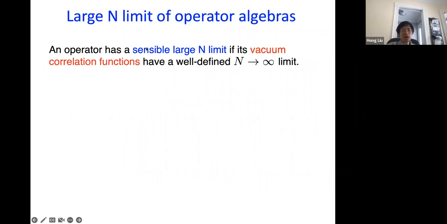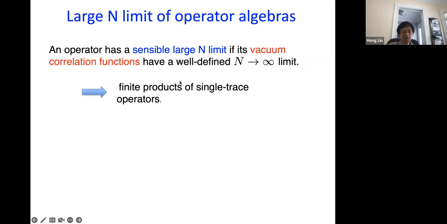Okay? So now let's look at the operator algebra in the large N limit. We say an operator has a sensible large N limit if its vacuum correlation functions have a well-defined large N limit. So essentially we can define an operator by the large N limit of its correlation functions. That ensures it at least acts sensibly on the vacuum state.